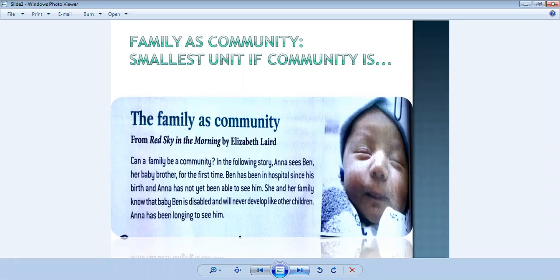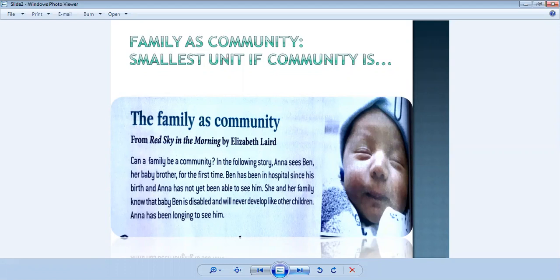Anna sees Ben, her baby brother, for the first time. Ben has been in hospital since his birth, and Anna hasn't yet been able to see him. She and her family know that the baby is disabled and will not develop like other children. Anna has been longing to see him.